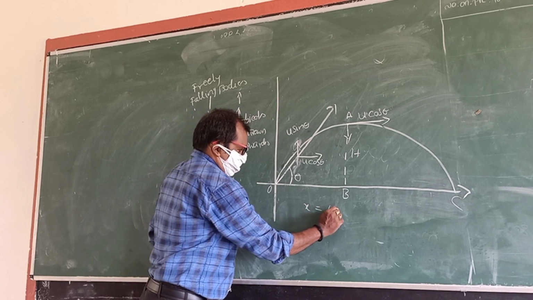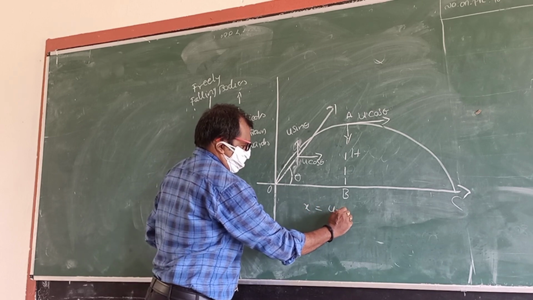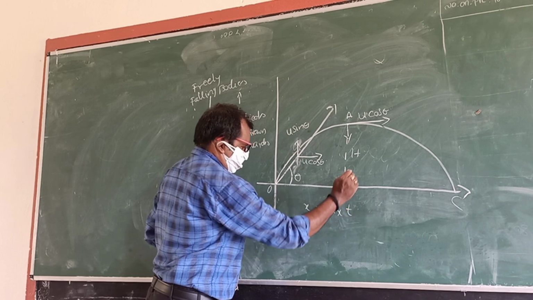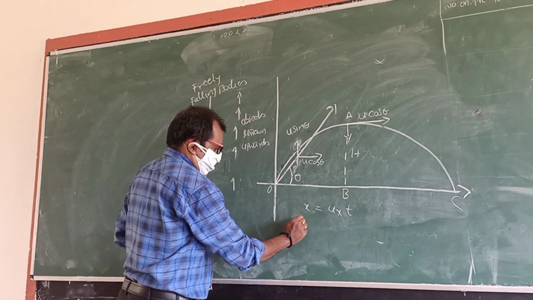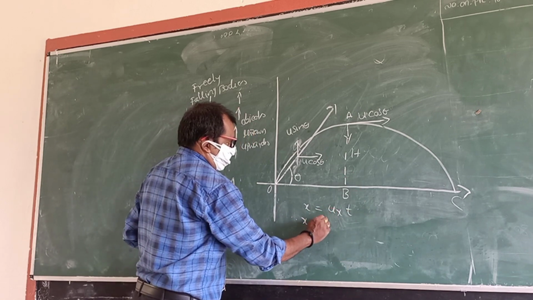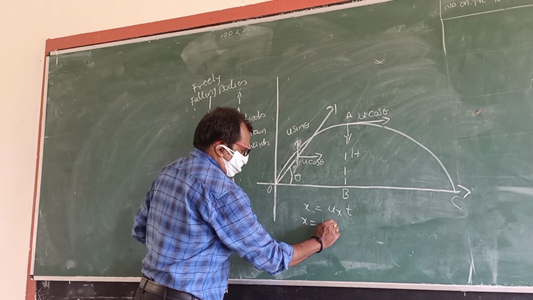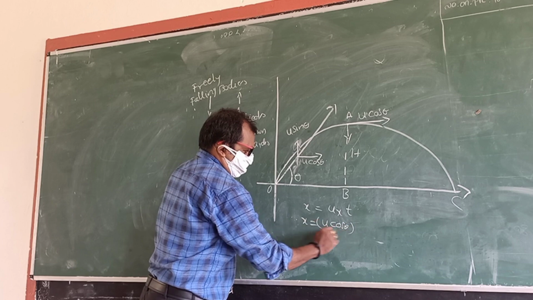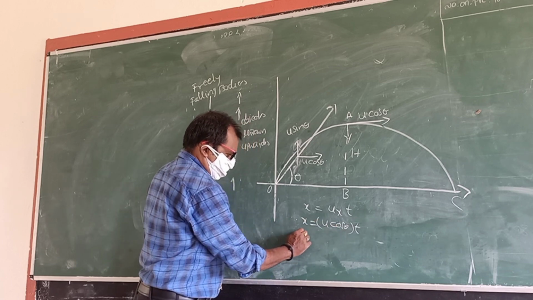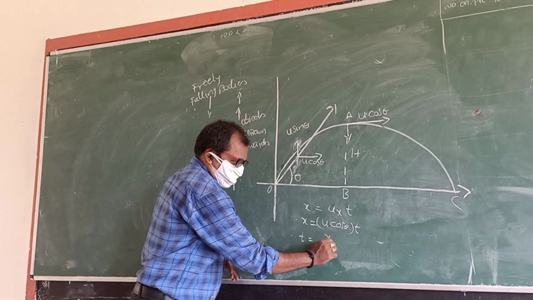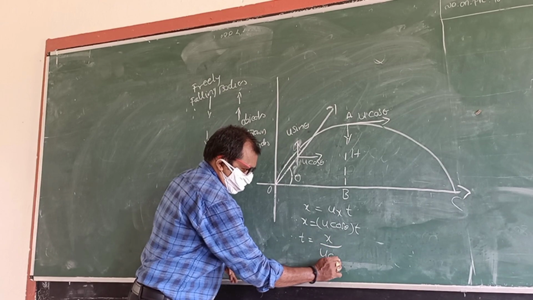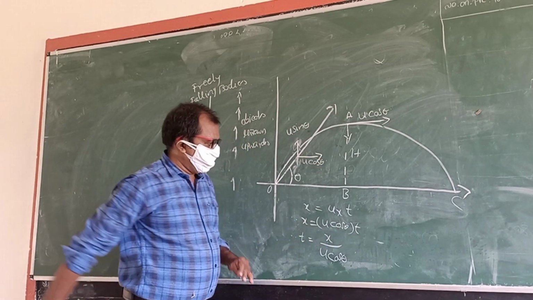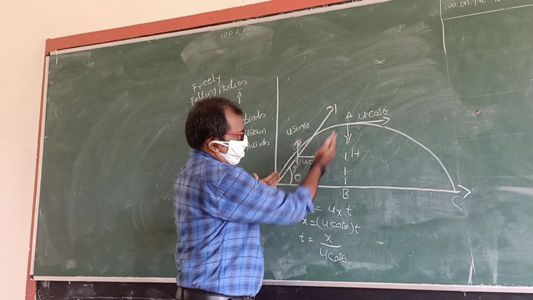Let us consider the horizontal distance travelled by the projectile. X is equal to ux into t. Distance is equal to velocity into time. X is equal to u cos theta into t, where the horizontal component ux is equal to u cos theta. Therefore, when you make t the subject, t is equal to x by u cos theta.